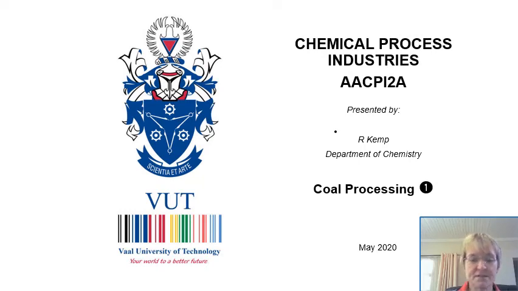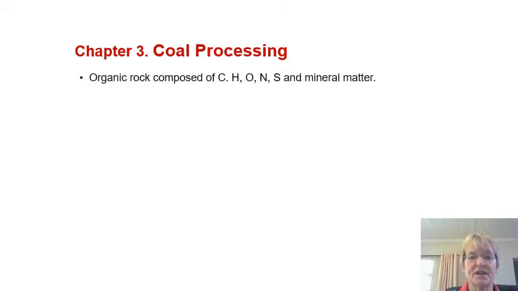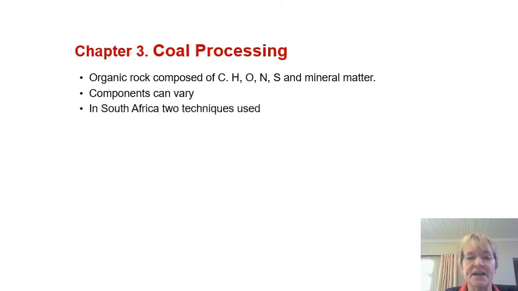Coal processing. We already had a look at the introduction, but let's quickly revise it again. We said coal is an organic rock that consists of carbon, hydrogen, oxygen, nitrogen, sulfur, and mineral matter, and these components can vary depending on the type of coal.